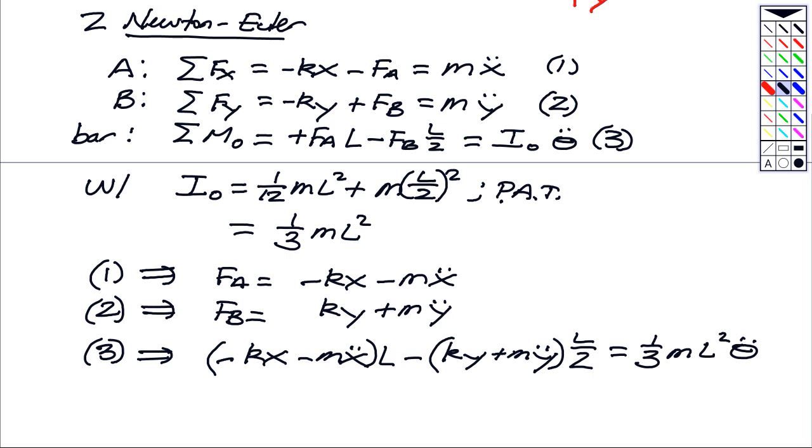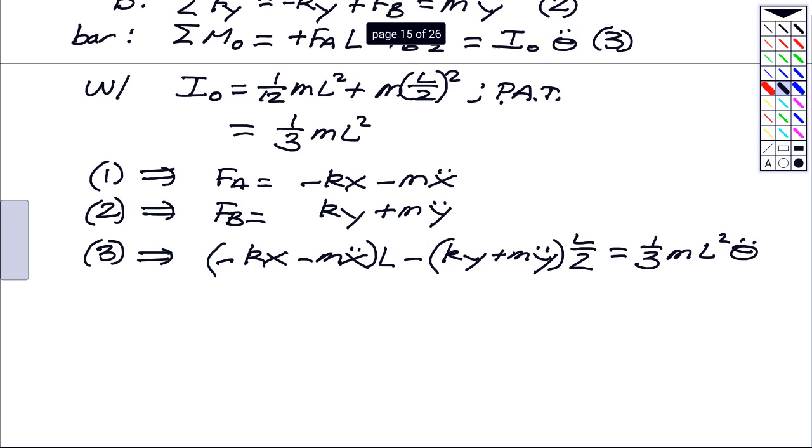But we're still not done, because we need not only a single equation, but we need to have it in terms of a single variable of motion. The question asked us to do it in terms of x. If it were just an x, we would be done, but we also have y double dot and theta double dot. So we need our kinematics.